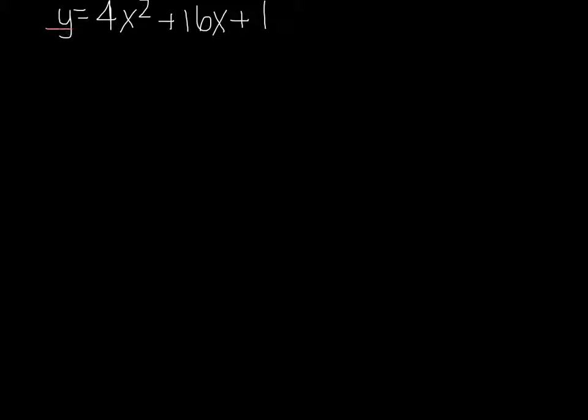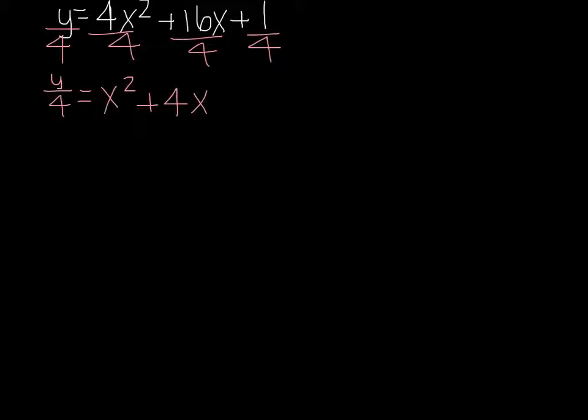Remember, if you divide everything by 4, that means every single term in your equation needs to be divided by 4. Therefore, we get y over 4 is equal to 4x squared divided by 4 is just x squared, which is awesome because we want a to be 1. 16x divided by 4 would be 4x, and then plus 1/4.